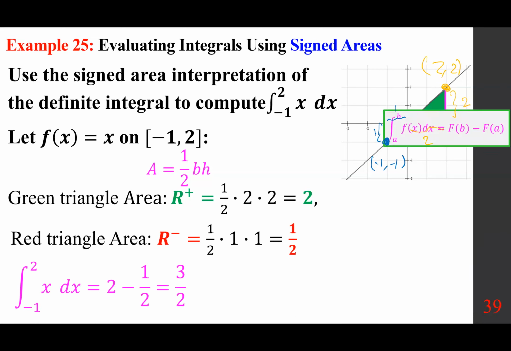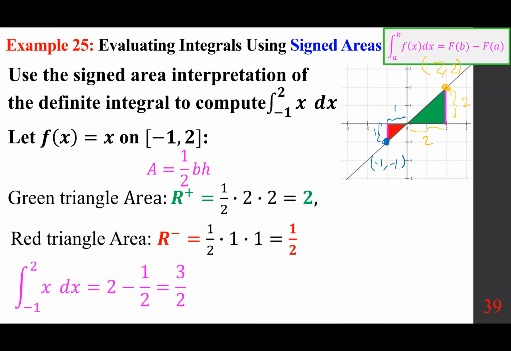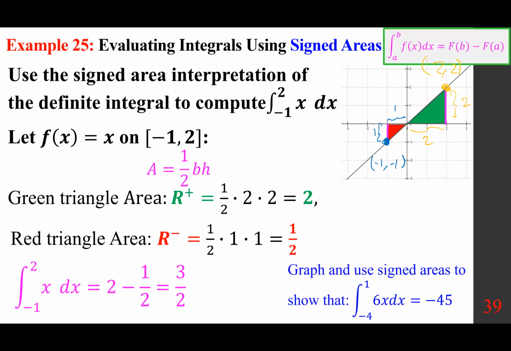What I'd like you to do at home is show that the integral from -4 to 1 of 6x dx is -45, and here's your function.